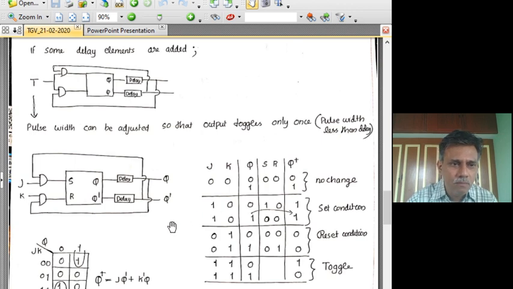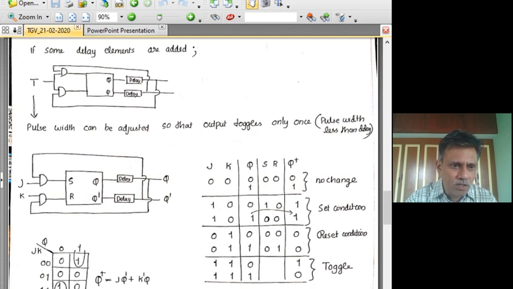Now JK is 0 0 here, and Q 0 and 1 are the two squares along this axis. So you can see that Q is not changed. It is a no change case. So if Q was 0, Q plus is 0. If Q was 1, Q plus is 1. So you put it. Now look at the J K 1 0 case.